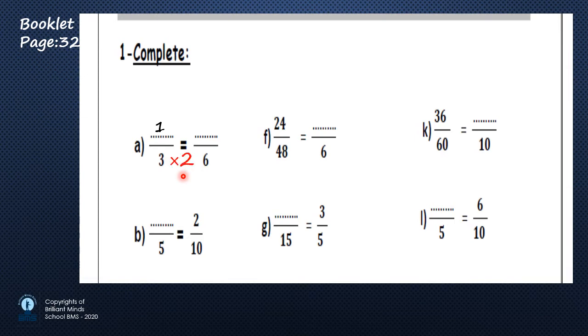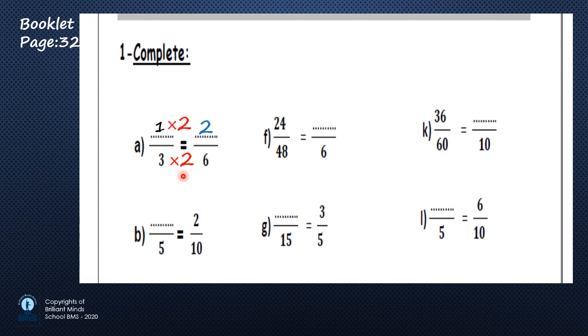We said the numerator and denominator are brothers. They are crying if they don't have the same thing. They always say why. So I must multiply the numerator by 2. 1 times 2 equals 2.